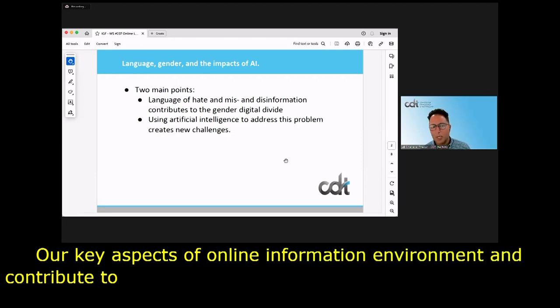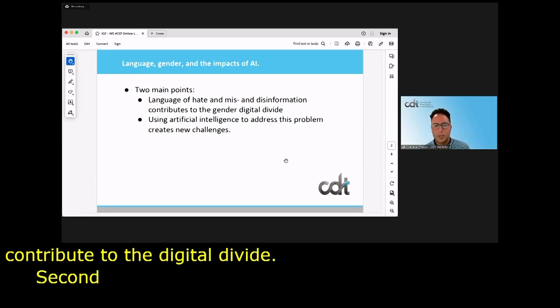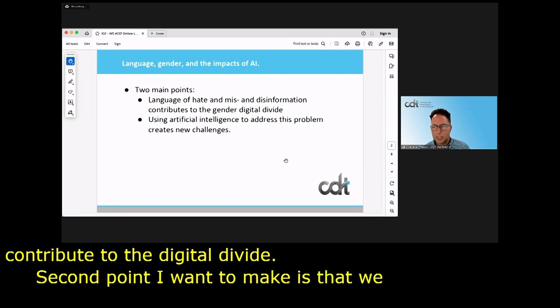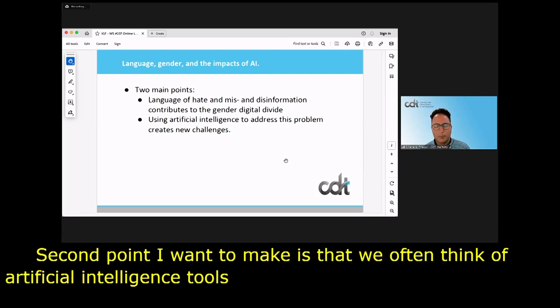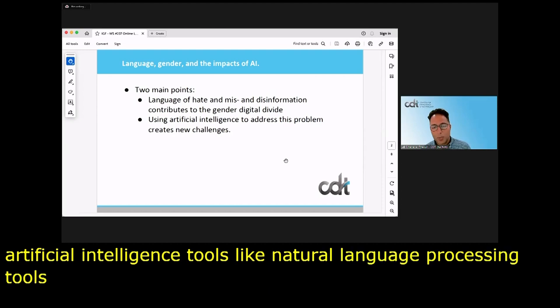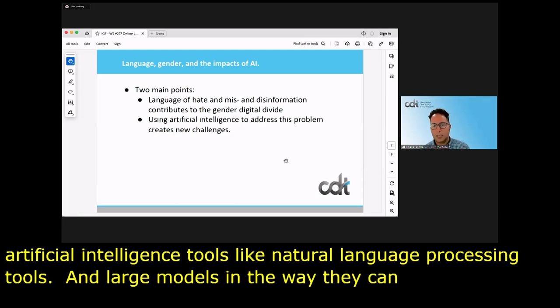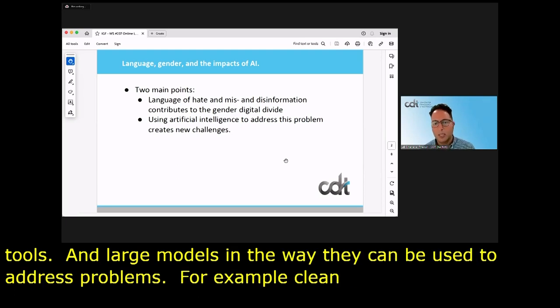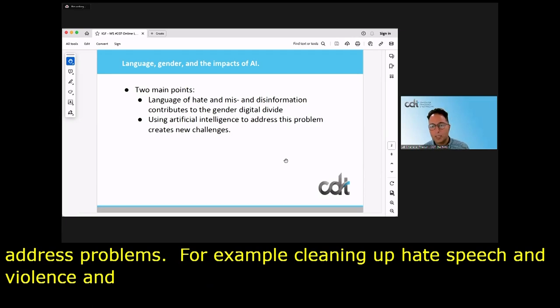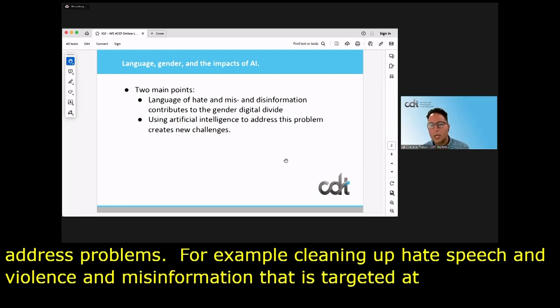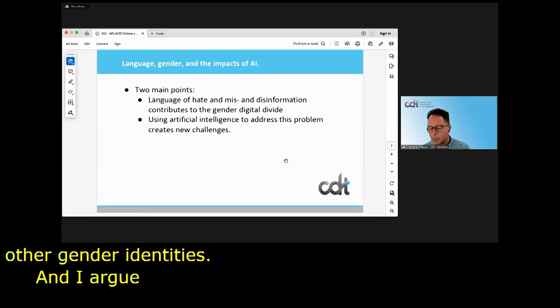The second point I want to make is that we often think of artificial intelligence tools like natural language processing tools and large language models in terms of the ways that they can be used to address these problems. For example, to clean up the kind of hate speech, violence and misinformation that's targeted at women and other gender identities. And I argue that this actually makes the problem worse.